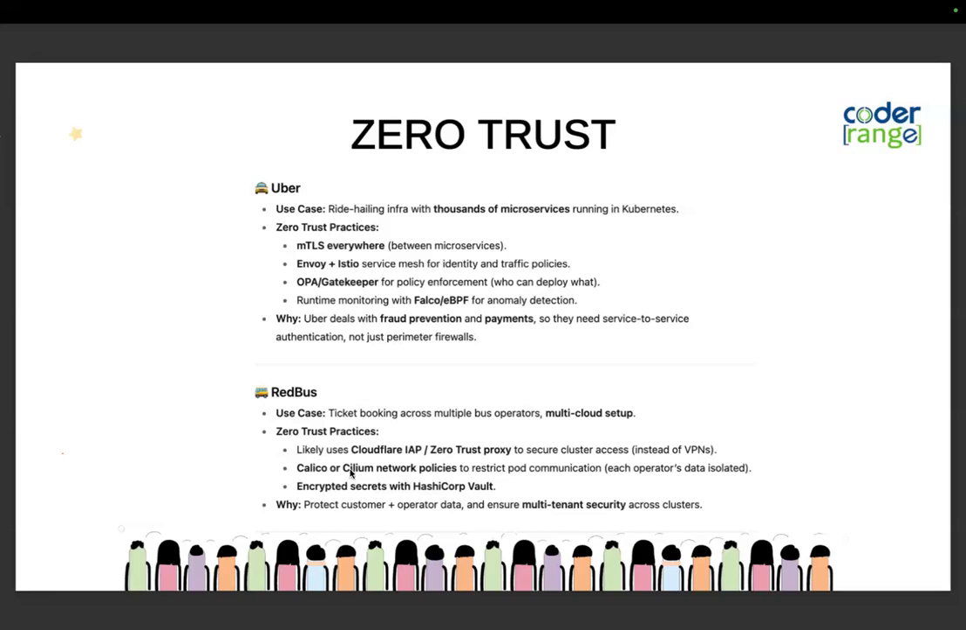The second example is Redbus. Many of you know Redbus. It books tickets across multiple bus operators, and they use a multi-cloud setup. They also use zero trust practices. Likely they use Cloudflare to secure cluster access instead of a VPN, and they use Cilium network policies to restrict pod communications also.